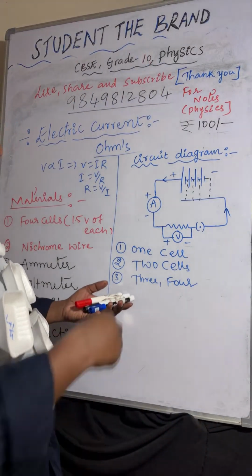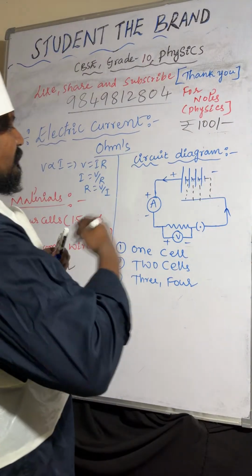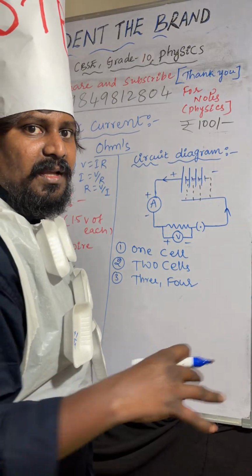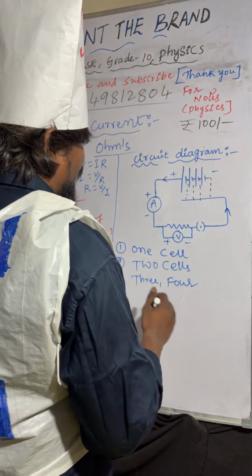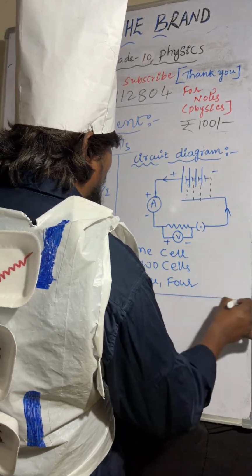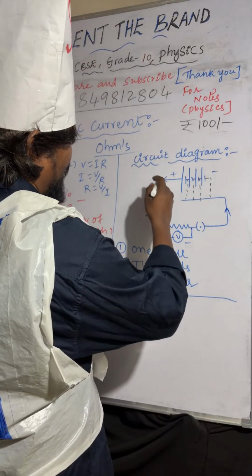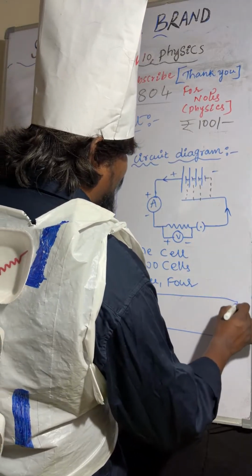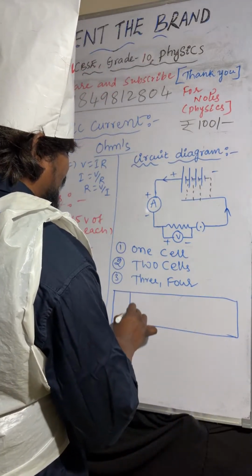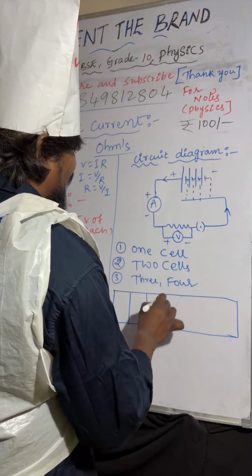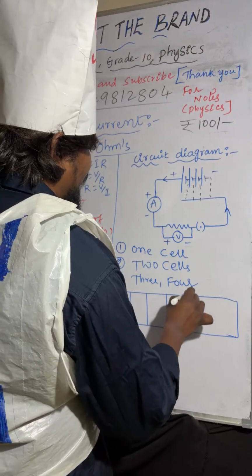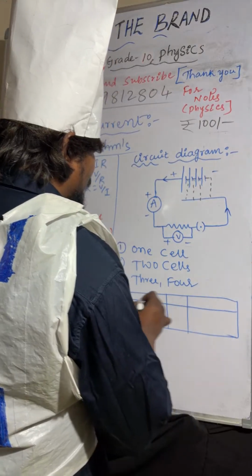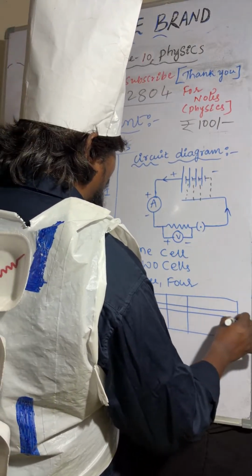Okay, so this is about the circuit diagram. After observing the ammeter reading and voltmeter reading, we mention them in the tabular form given below. This has the serial number of cells, ammeter reading, voltmeter reading, and V by I. So when I am taking the serial number.